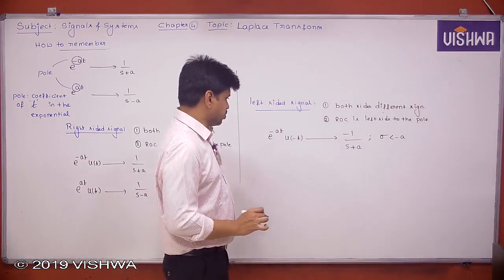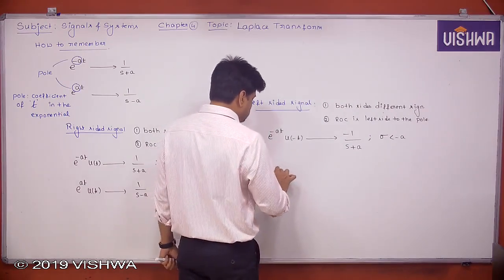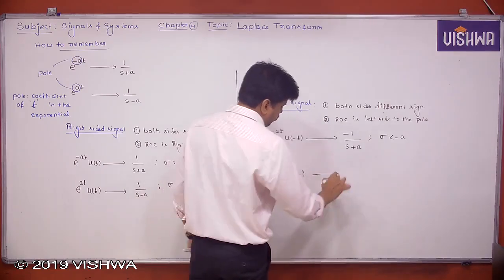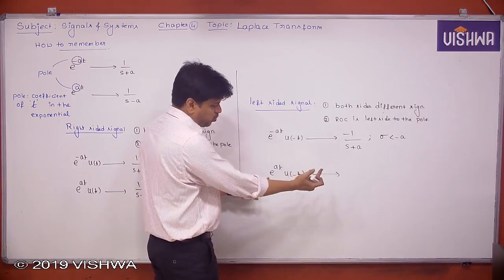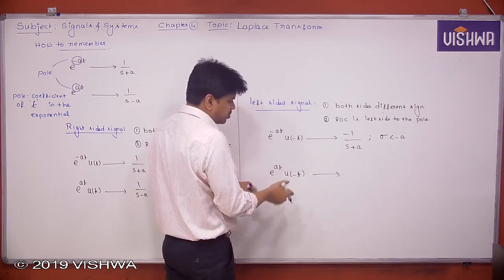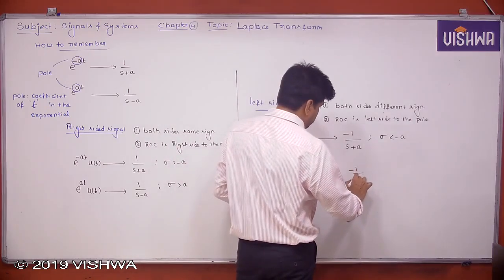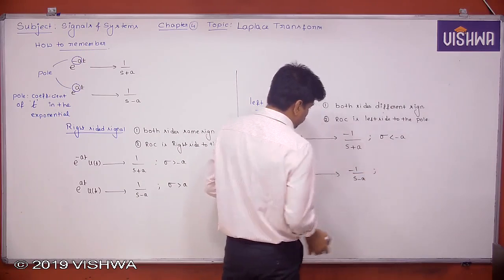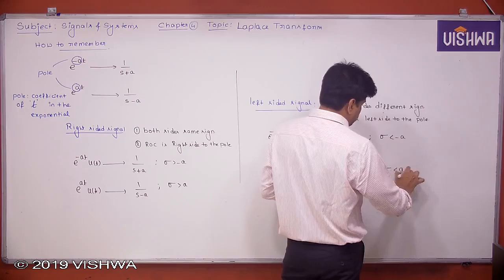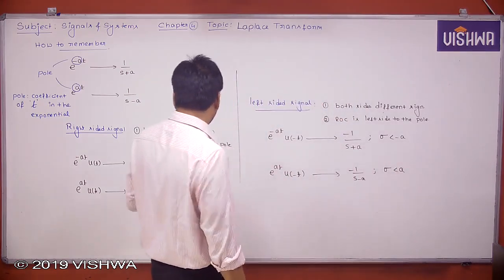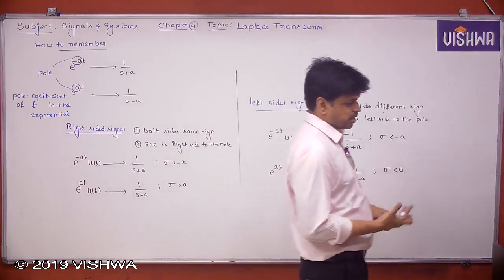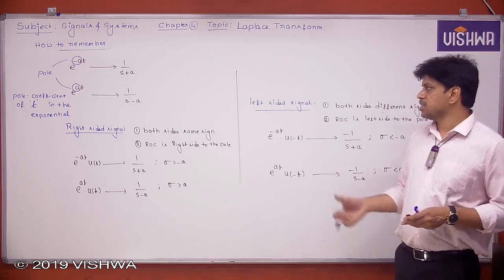Clear? In this way you have to remember. Next, e power at u of minus t. Whenever you see e power at, you have to write 1 by s minus a, and we have to keep minus sign. Why? Because it is a left side signal. So minus 1 by s minus a. What is the pole here? A, left side signal, sigma less than a. So these are the 4 terms you have to remember in this manner only, so that you can understand the importance of this method to remember. Clear? Take it.